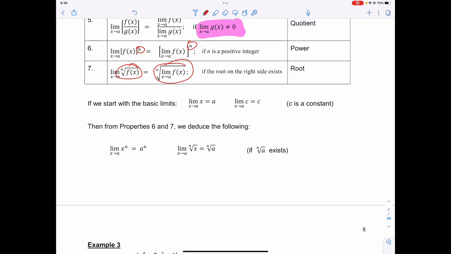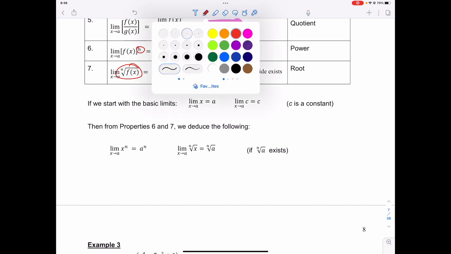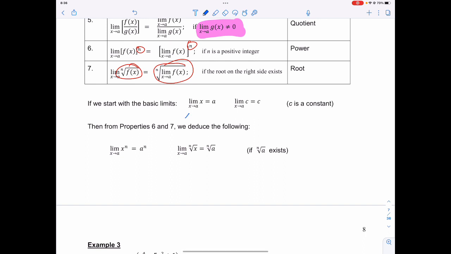So, starting with the basic limits, the limit as x approaches a of x has to equal a. So if I just had a value, say that x was approaching 5, the limit as x approaches 5 of just x has to actually equal what x is. If this is 5, then that has to be 5.